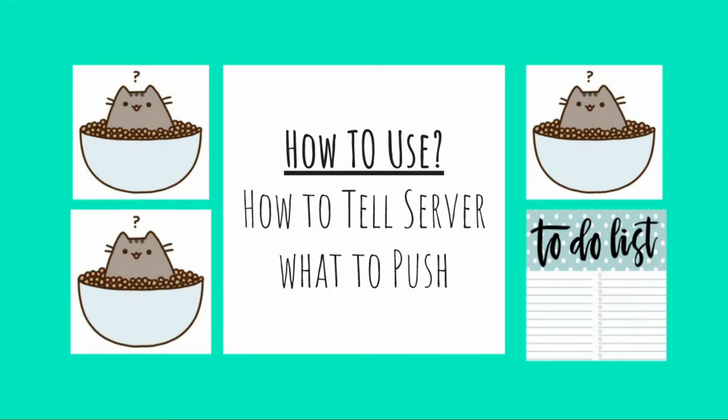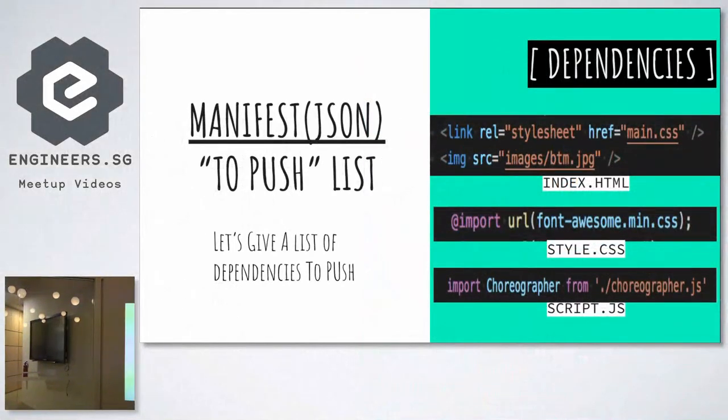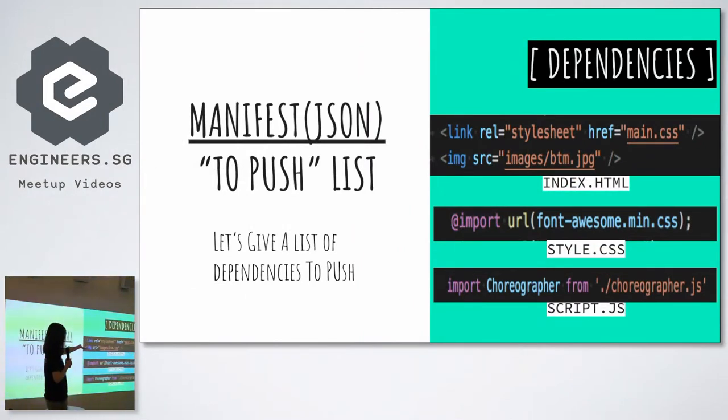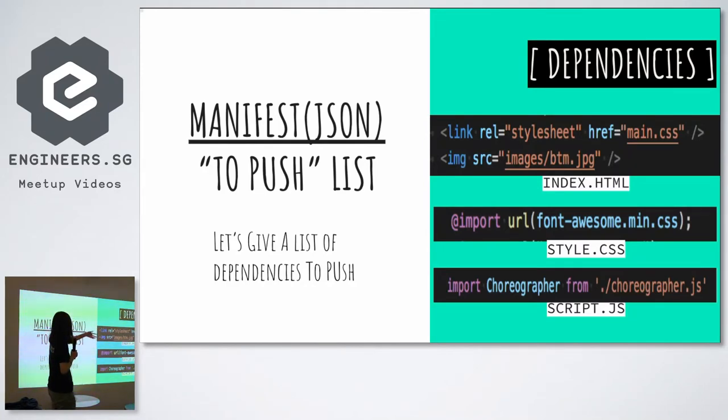We do it by giving the server a to-do list. A manifest.json file is equivalent to a to-push list. It's a list of dependencies that indicates to the server what to push. So for instance, you see index.html here, and then main.css and an image file. These are dependent on index.html, which references those, so we can put that in a manifest.json file.